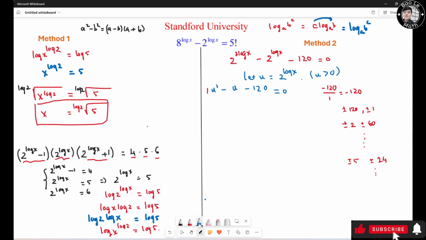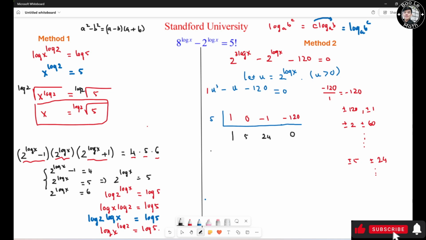I'm going to use synthetic division. The coefficient of the highest power, power 3, is going to be 1. The second power is going to be 0. This one, negative 1. And this one is negative 120. I put 5 right here. I bring 1 down. 5 times 1 plus 0 is going to be 5. 5 times 5 plus negative 1 is going to be 24. 5 times 24 plus negative 120 is going to be 0.